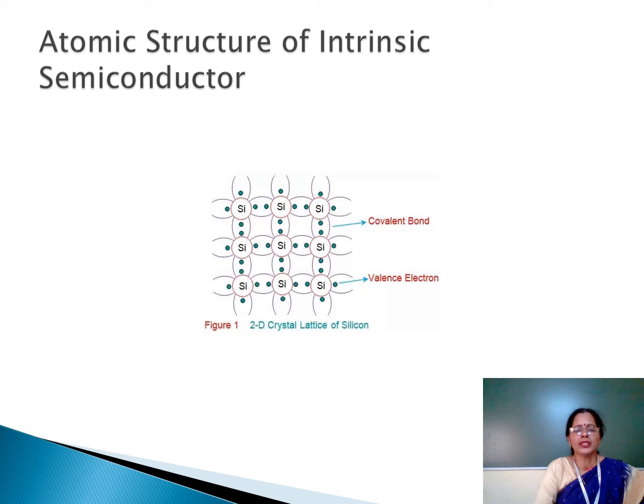So no free electrons are available here. All the valence electrons are engaged in covalent bonding. If we take any piece of intrinsic semiconductor, initially we can see all the atoms are engaged in the covalent bonding, with no availability of free electrons. But for getting free electrons, we can increase the temperature or we can apply some external electrical supply.